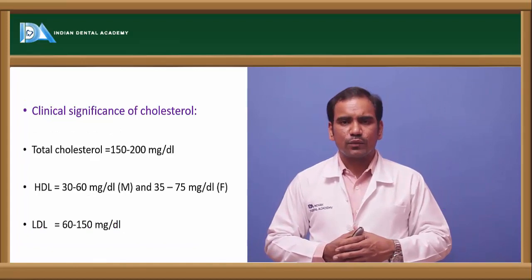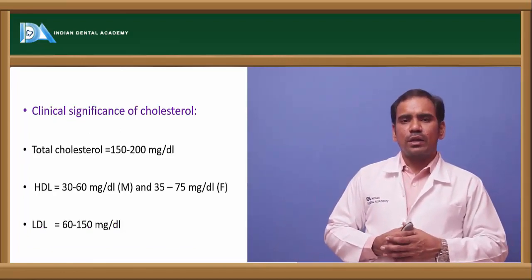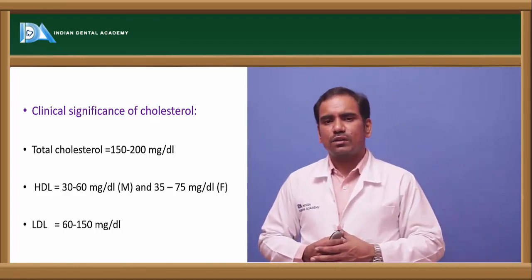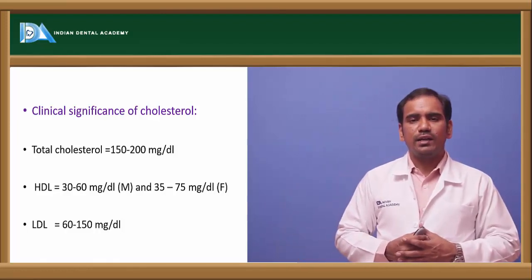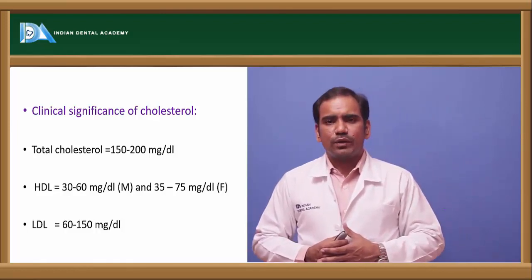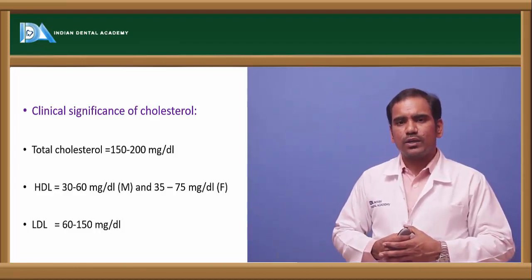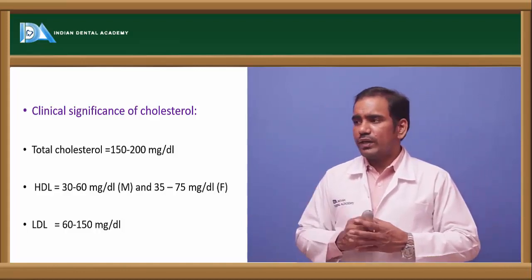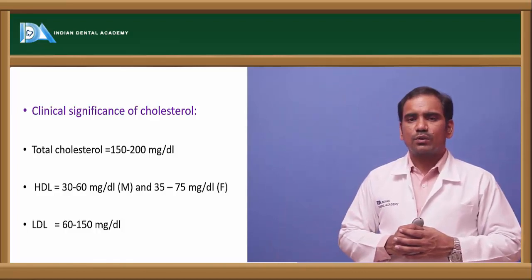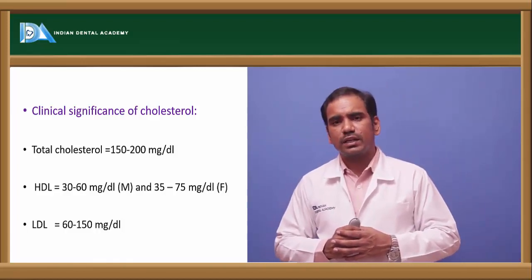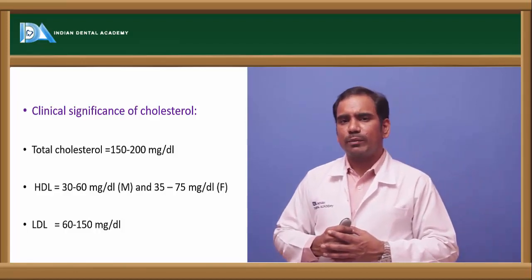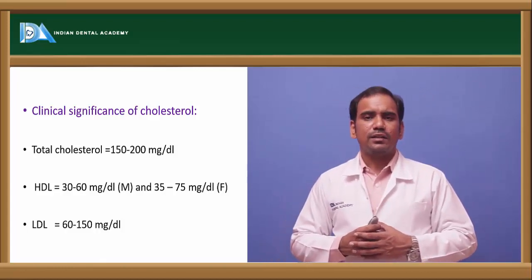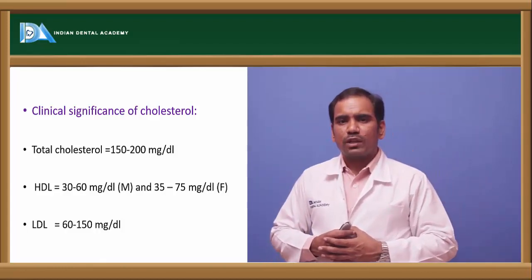Coming to the clinical significance of cholesterol. The normal concentration of cholesterol in the blood is 150 to 200 milligrams per deciliter, and the important fractions of cholesterol are HDL cholesterol and LDL cholesterol. HDL cholesterol is called good cholesterol because it prevents the accumulation of cholesterol in the arteries. The concentration of HDL cholesterol in the blood is 30 to 60 milligrams per deciliter in males, and it is slightly more in females, 35 to 75 milligrams per deciliter.